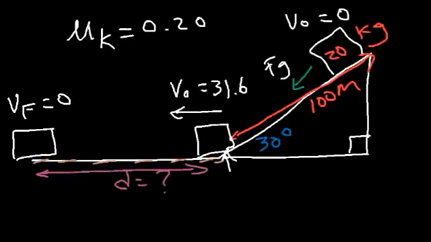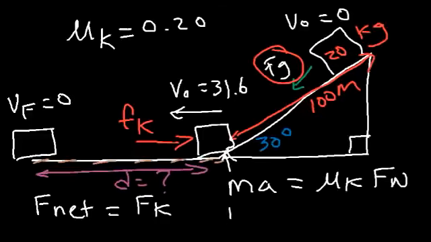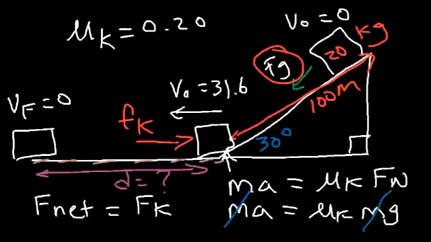So once it's on the horizontal surface, friction is going to slow it down. And friction is the only force acting on it. It's no longer on the incline, so Fg no longer acts on it. So therefore, the net force is equal to the kinetic frictional force. So ma is equal to Fk, and Fk is mu k times the normal force. And the normal force on a horizontal surface is simply mg. So we can cancel m. So the acceleration is equal to mu k times g.